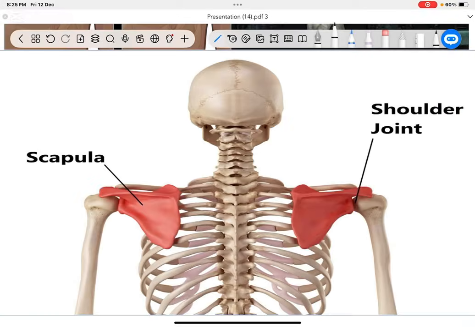Now I am going to discuss the scapula, or shoulder blade. The scapula is a large, flattened, triangular-shaped bone. Where is it located? It is located in the posterior and upper aspect of the thorax, and you can see here it extends from the second rib to the seventh rib.